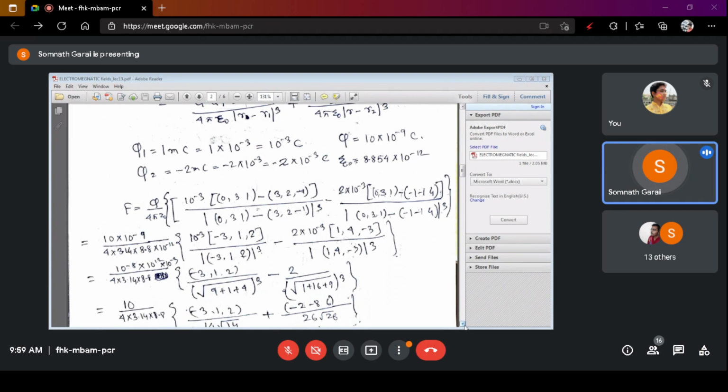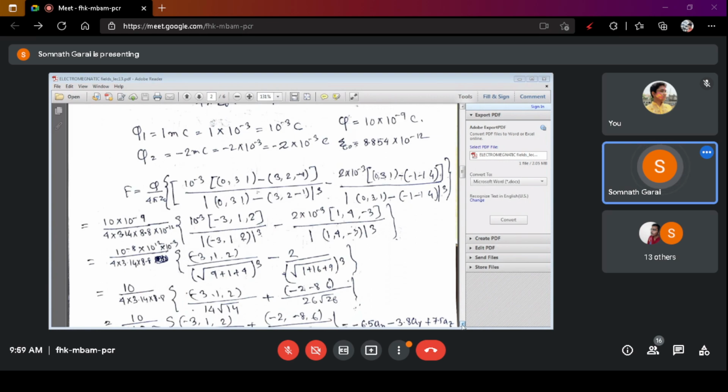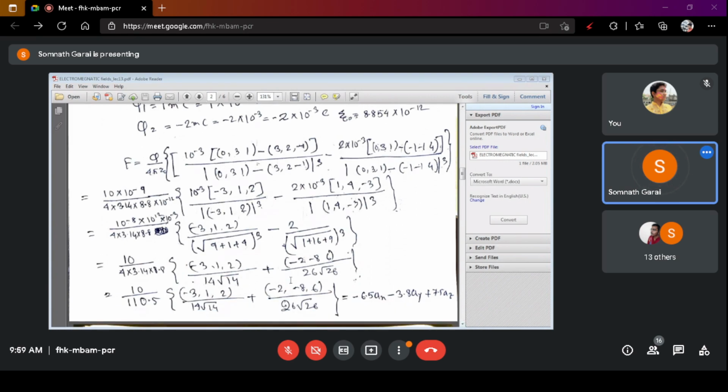Now we calculate the value of the vector, that is the magnitude component. The modulus of this is equal to root under 3 square, 1 square, plus 2 square, so that is equal to root 14, and here that is root 26.